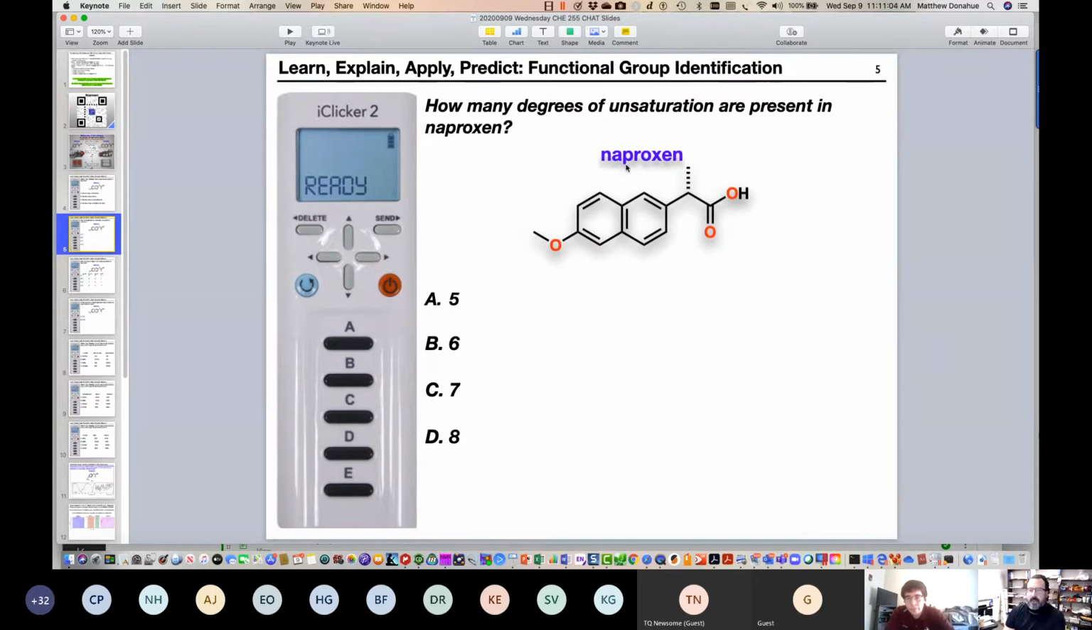So this name, you might think, how is this collection of letters, what does that mean in terms of this? Because if you didn't know this structure, you would not be able to draw it given that name. So the Na probably comes from naphthalene.